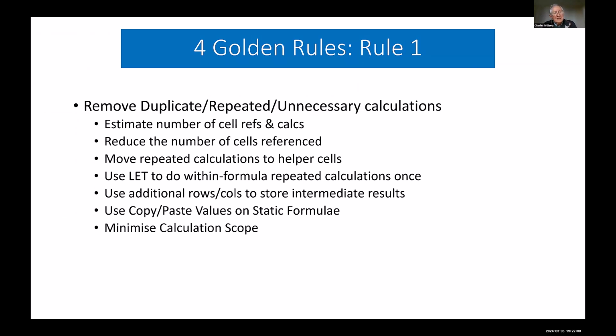So rule 1, get rid of duplicated unnecessary calculations. When you're looking at a slow formula, it helps to try and work out what you're asking Excel to do. How many cells are you asking Excel, this formula, to look at? How many operations on those cells are you asking the formula to do? Because obviously the more you're asking it to do, the longer it's going to take, because basically it's calculating pretty fast. So find a way of reducing things with the repeated calculations to helper cells.